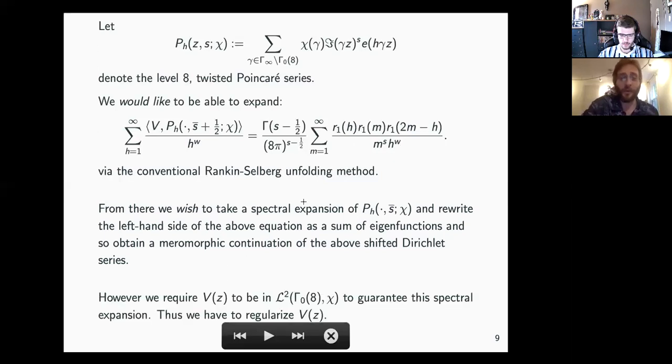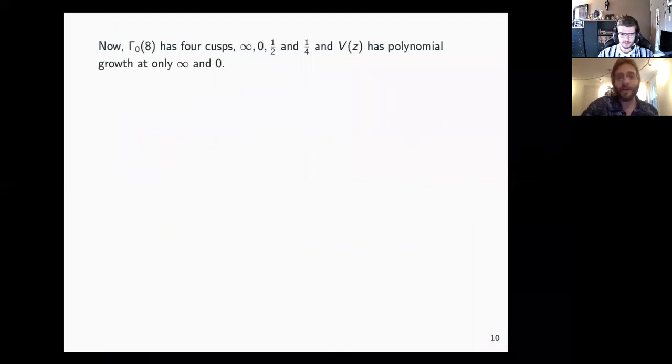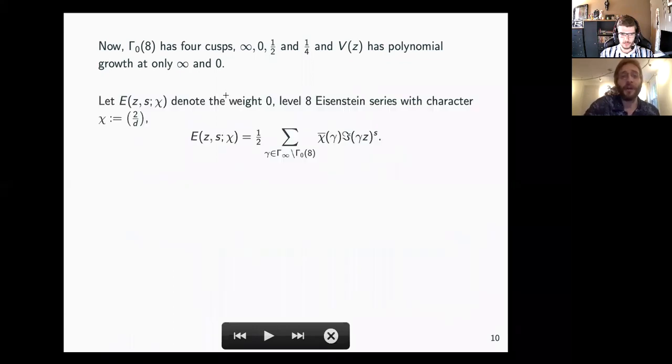Unfortunately, as I said before, V of Z is not square integrable. And so we need to regularize V of Z by subtracting off a main term that causes it to grow too much at cusps. Now, Gamma_0(8) has 4 cusps: infinity, 0, 1/2, and 1/4. And it turns out that our V of Z only has polynomial growth at infinity and 0.